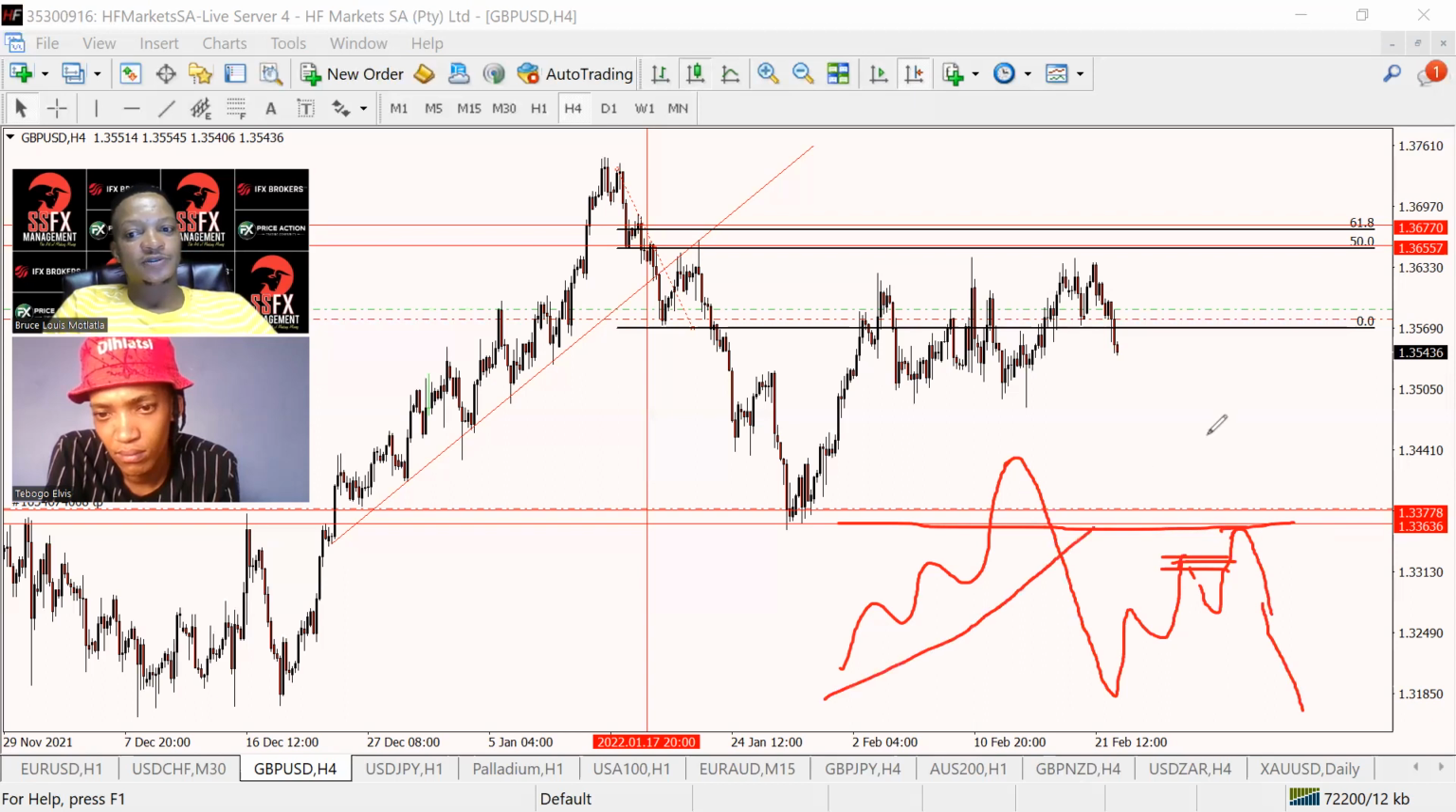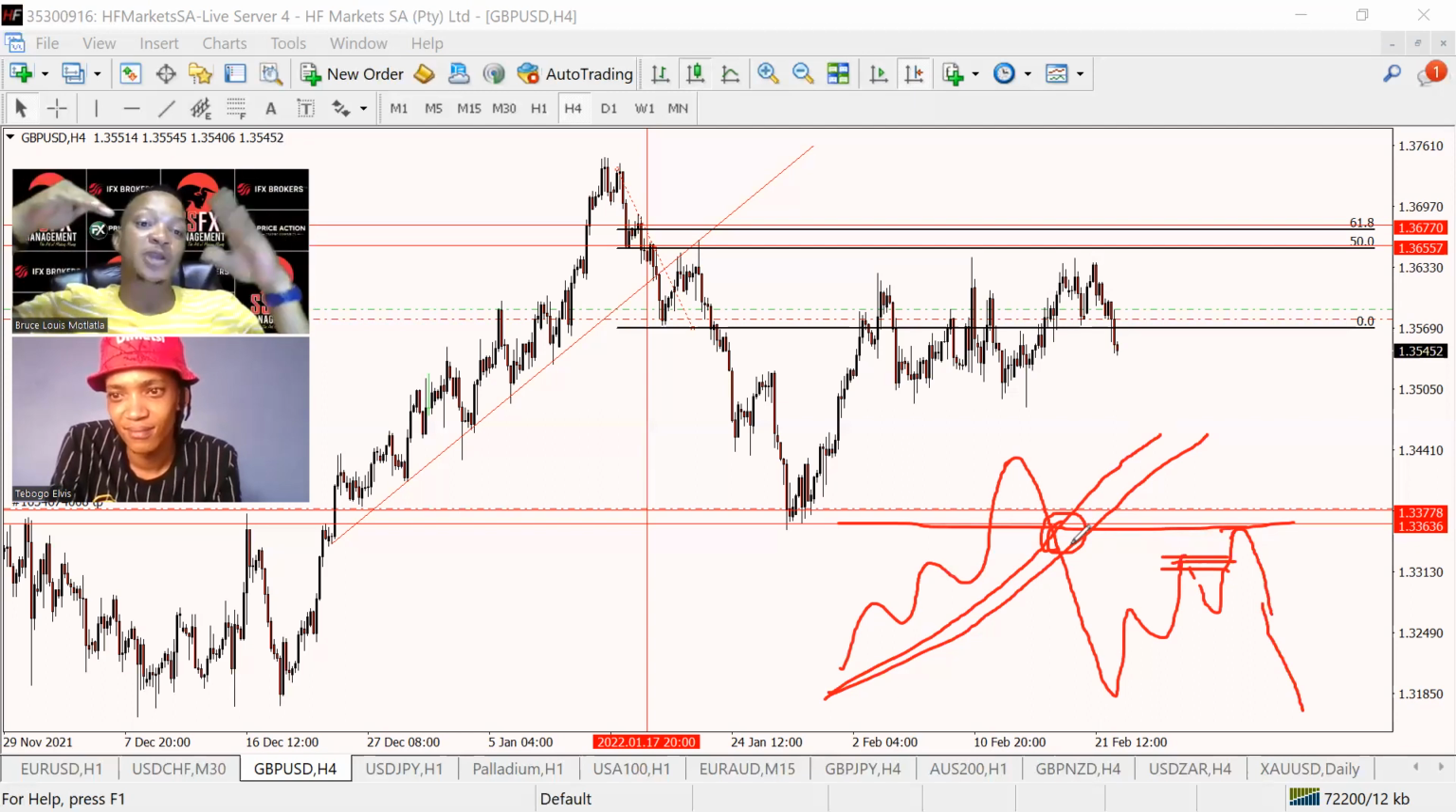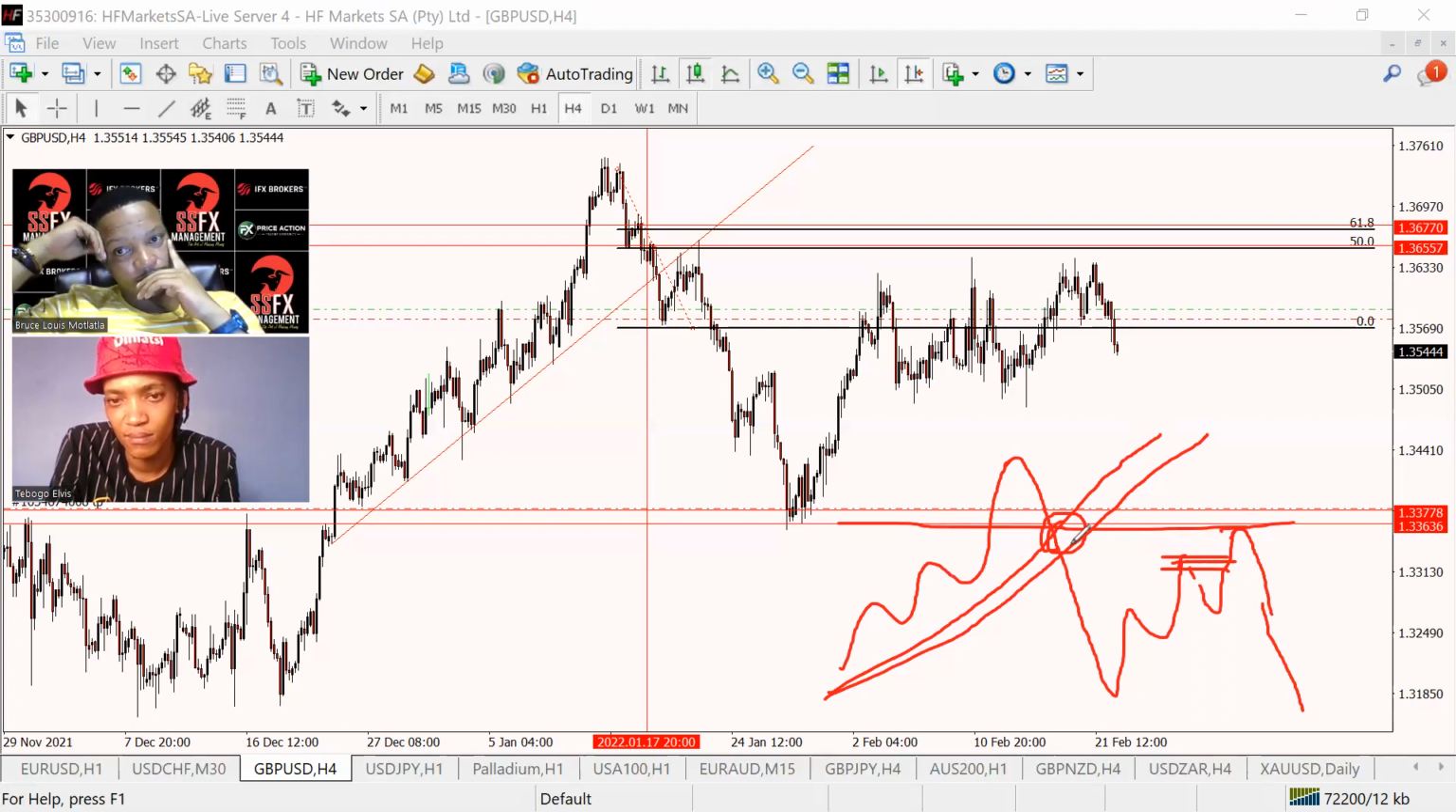And remember, I have my change of structure there. That's your change of structure because it breaks support and also the trend line. So don't panic when price goes down. You should know where it is going. You can panic if you don't have anything to back up your entry, or why you went in early. That's when you can panic.